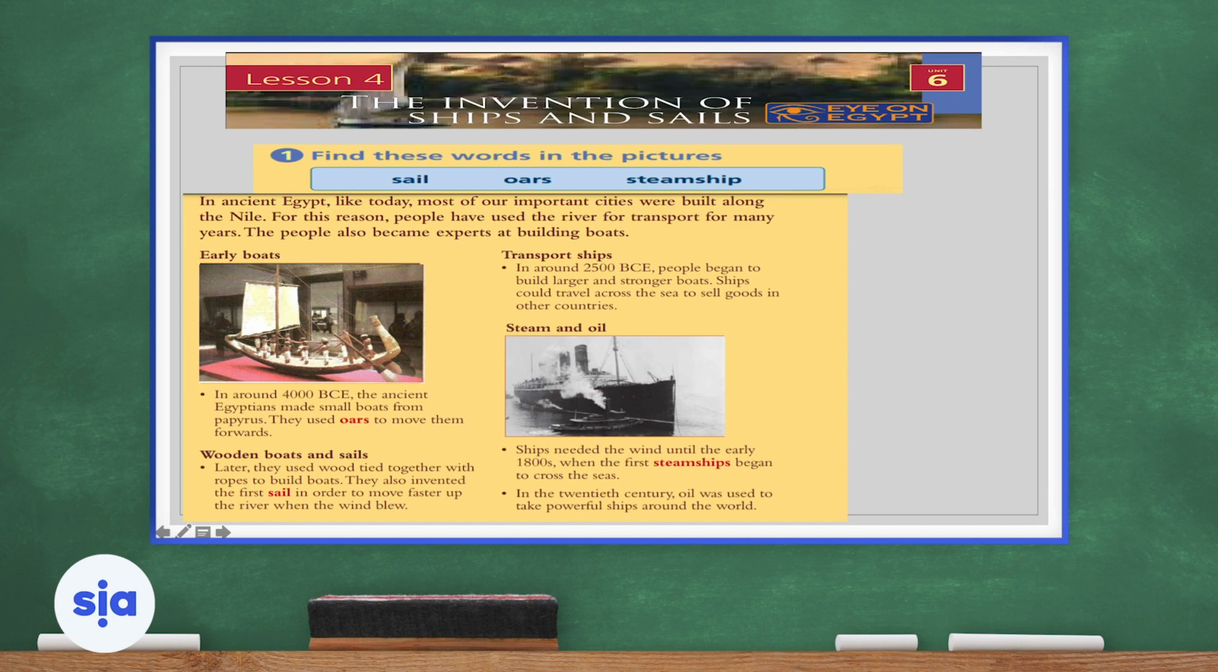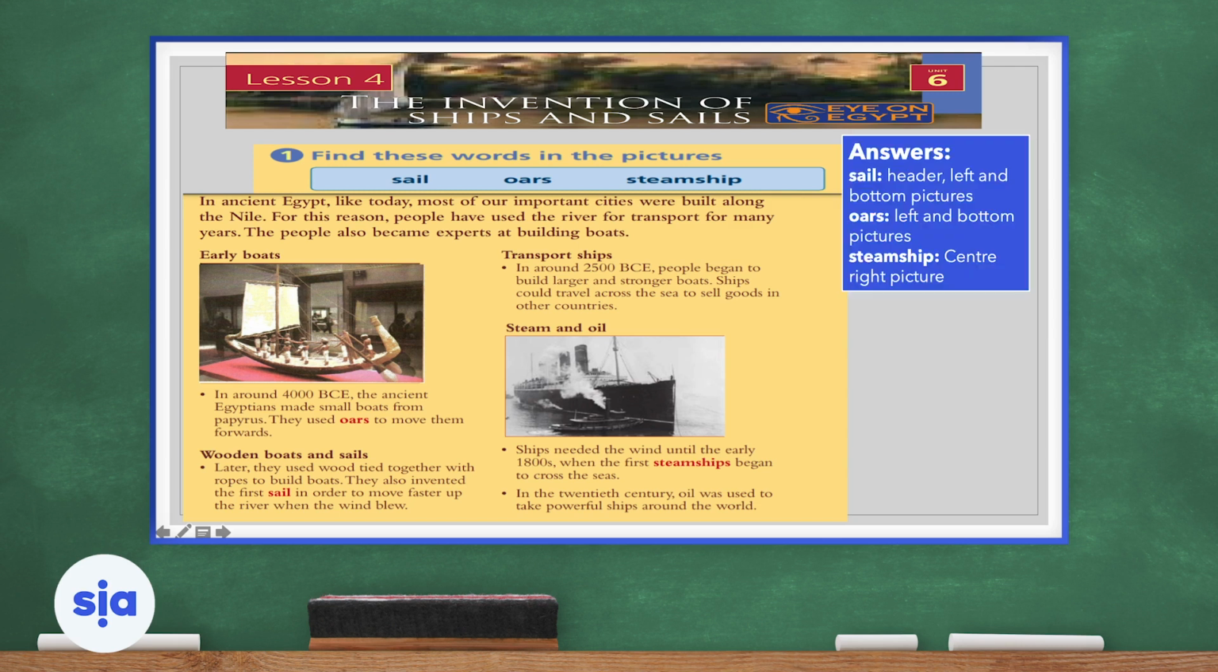So our new words for the day are sail, oars, and steamships. Oars were used to move the boats. They were wooden sticks that were used to move the boats. And the sail is the white part that you can see in the picture, along with some wooden parts. It was used to move the boat by the wind. And of course, the steamships were ships that were used in the 1800s.